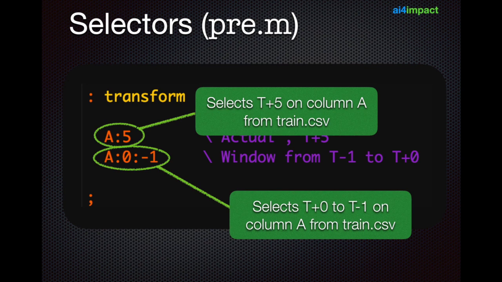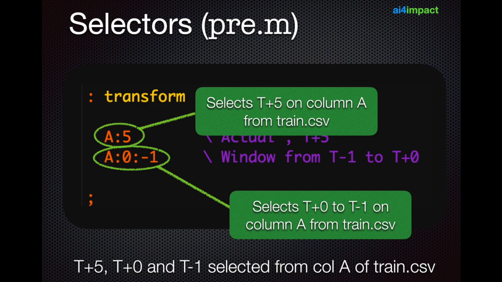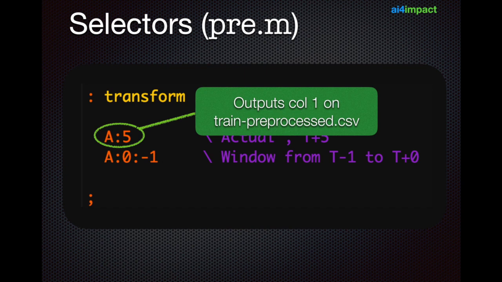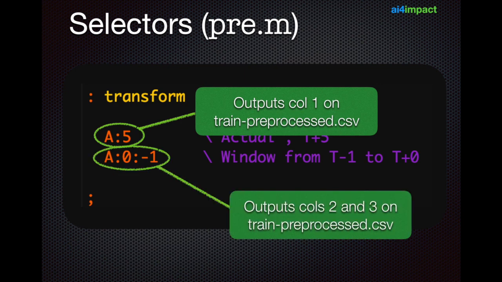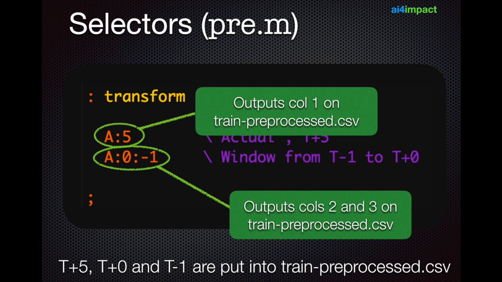The first of these, A5, is oftentimes the actual y, and the second part, which is the A0 to A-1, would be our input window. All in all, we have selected three values from the old file, train.csv, to put into the new file, train preprocessed.csv. Because it is the first selection, A5 represents column 1 in the output file, and A0 to A-1 represent columns 2 and 3 in the train preprocessed file. So t+5, t+0, and t-1 are put into the train preprocessed CSV in that order.